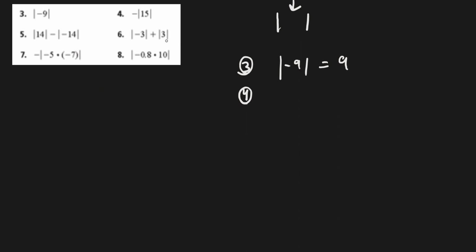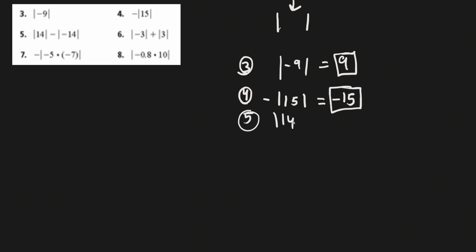If we have a negative absolute value of 15, we have to first look at the absolute value sign, and it says absolute value of 15, and then we're adding on a negative. So the absolute value of 15 is positive. It's going to stay positive. The distance from 0 is still going to be 15, so it's just going to be 15, and then we add on a negative. So it's actually just -15. This is 9.